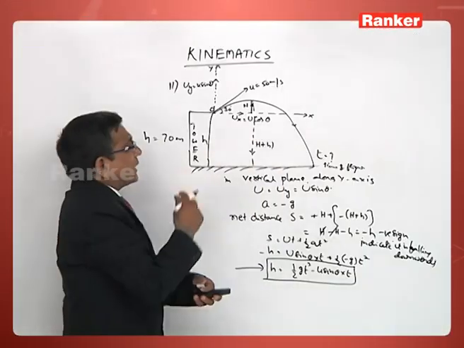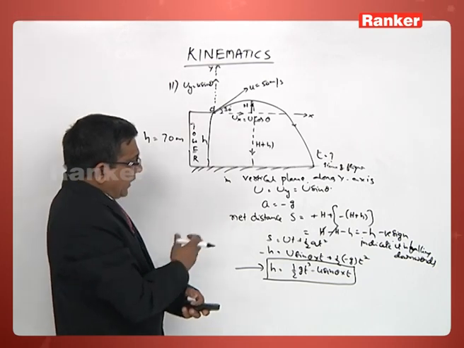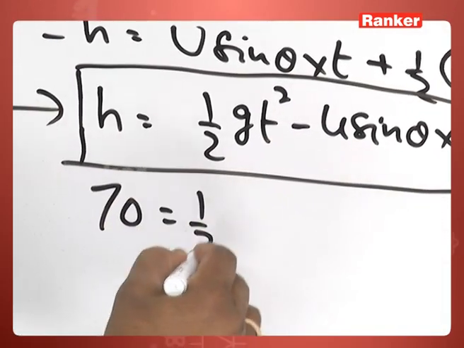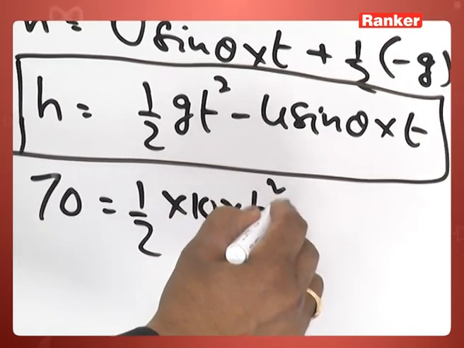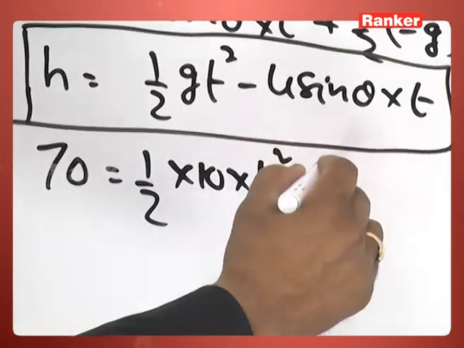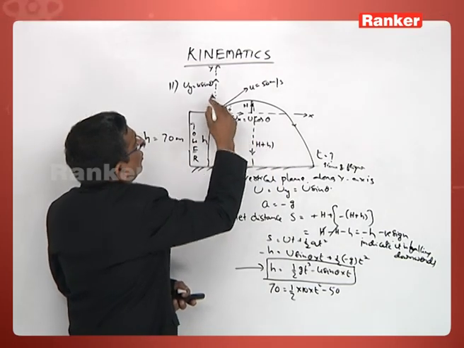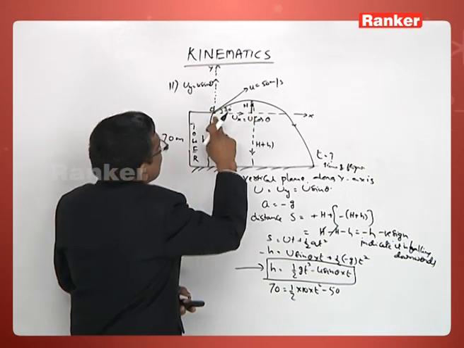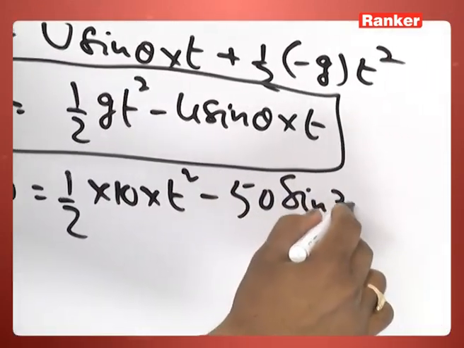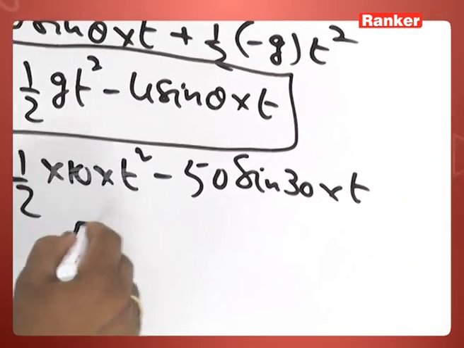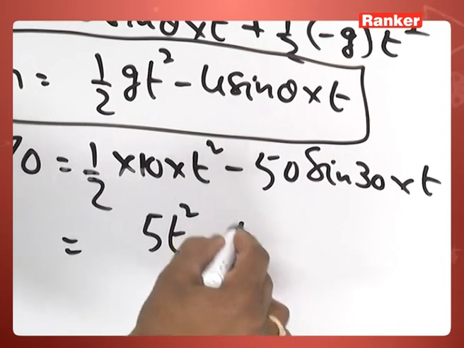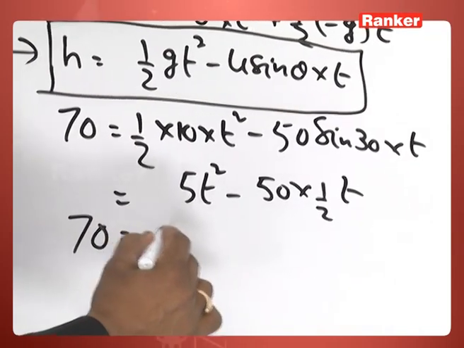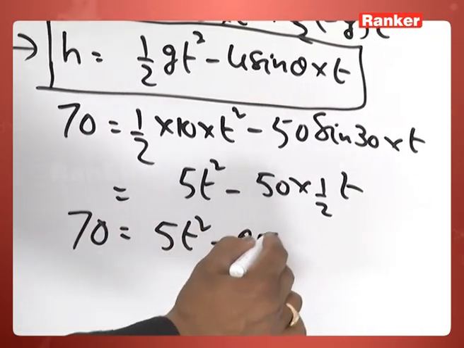Now all the numerical data was given, that data you substitute and simplify, and you will get the time taken. h was given as 70, so 70 is equal to half g, you take it as 10, into t square, minus the initial velocity 50. As it is projected at an angle, you have to take the y direction, because time of flight means the body is in the air above the ground. Therefore the angle is 30, sin 30 into t. So you are going to get 5t square, if you simplify, minus 50 into sin 30, half, into t. Therefore you are going to get 70 is equal to 5t square minus 25t.